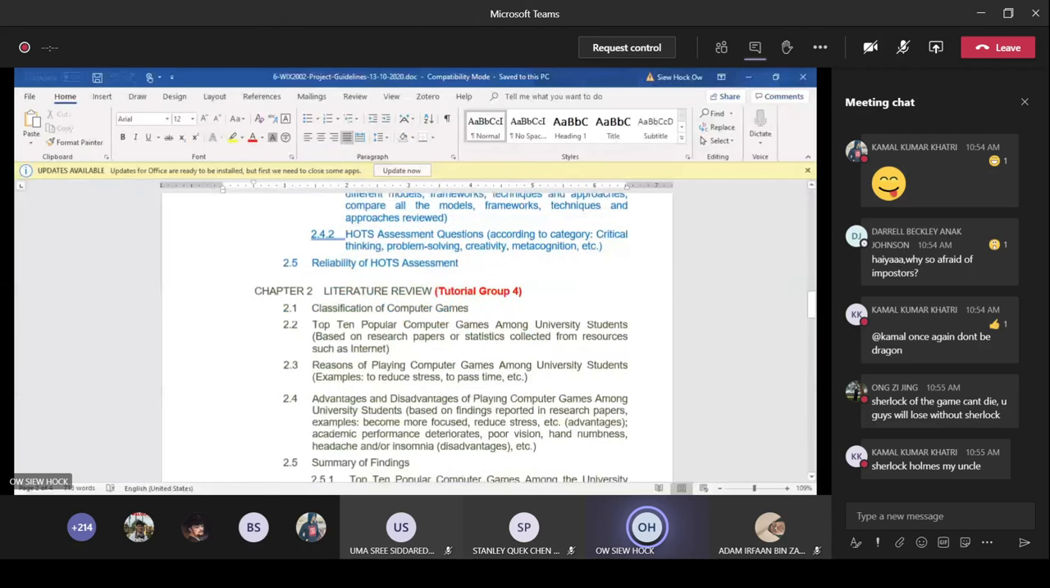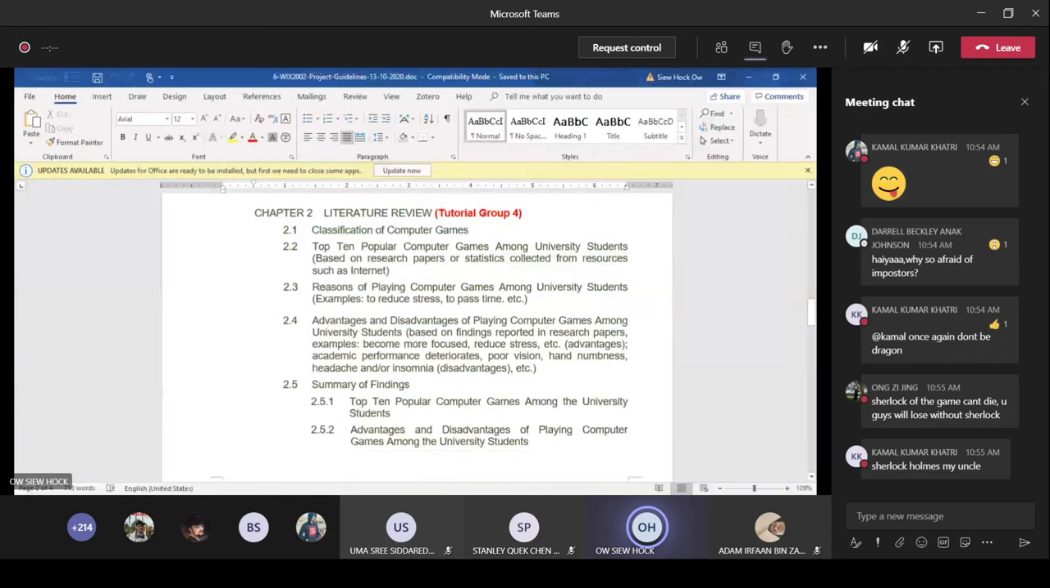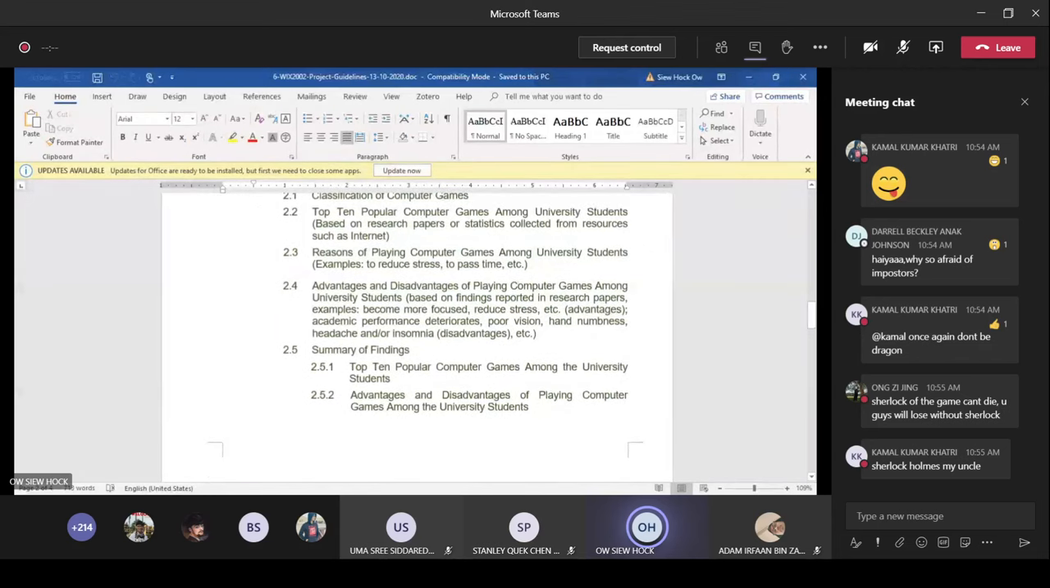Okay, and for tutorial group 4, it's about computer games. So your content will be classification of computer games. What are the top 10 popular games that UC students like to play? And what's the reason why UC students like to play games? Okay. And 2.4 will be, what are the advantages, disadvantages? That means, if you play games, what kind of benefits are you going to gain?